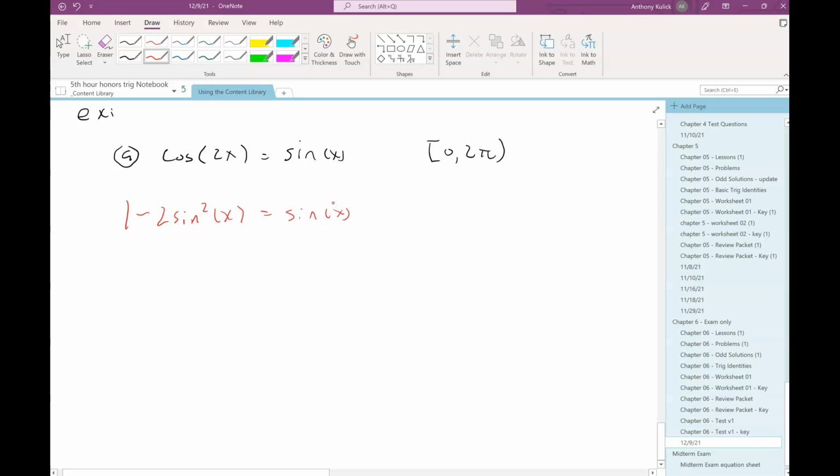All right. So this looks a little quadratic-y to me because I have a sine squared, I have a sine to the first, and I have a constant. So I'm going to get everything onto one side. I'm going to add the 2 sine squared over and then subtract the 1 over.